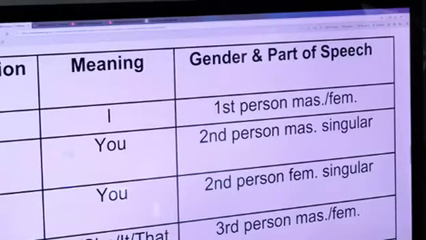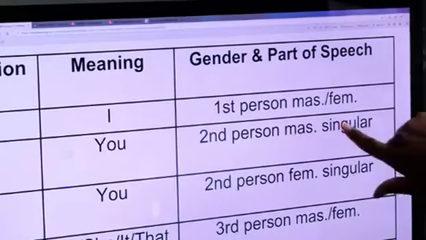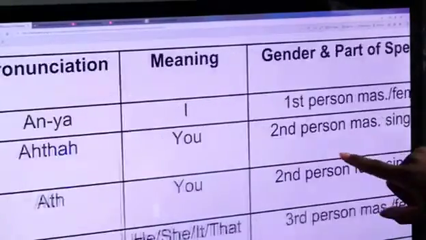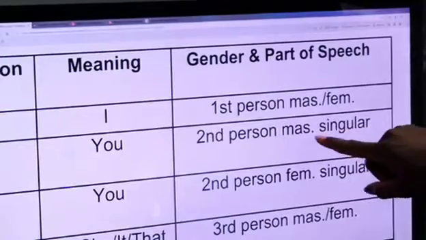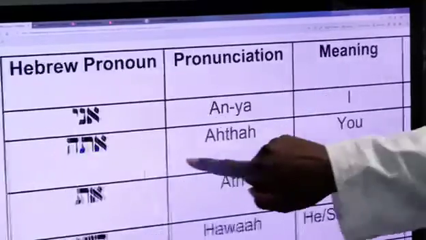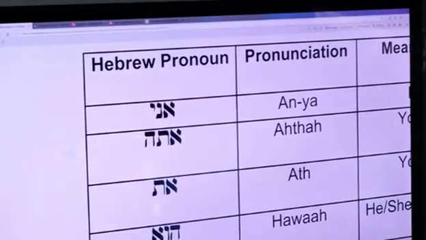All right, next we have atha, which means you. This is second person point of view, masculine, singular. Okay, so this is masculine. Okay, atha. So let's see if we can find a biblical example.